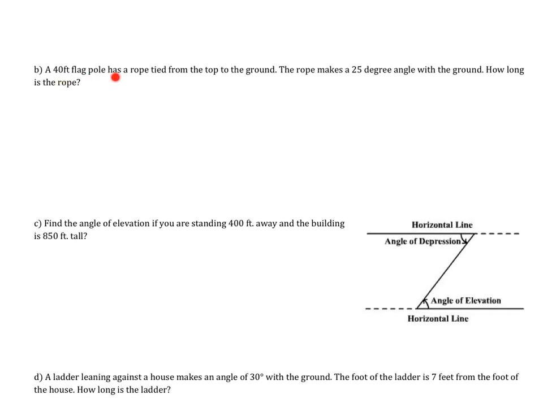A 40-foot flagpole has a rope tied from the top to the ground. So we can sketch a picture of that. Here's our flagpole, which is 40 feet. And it has a rope tied from the top to the ground. That's our rope. And it says the rope makes a 25-degree angle with the ground. So here's our ground, and here's the angle between the rope and the ground. So that angle would be 25 degrees.